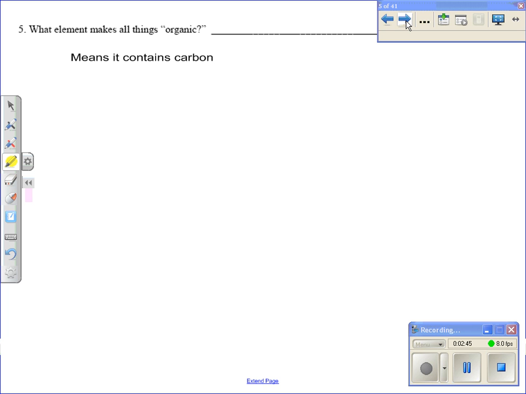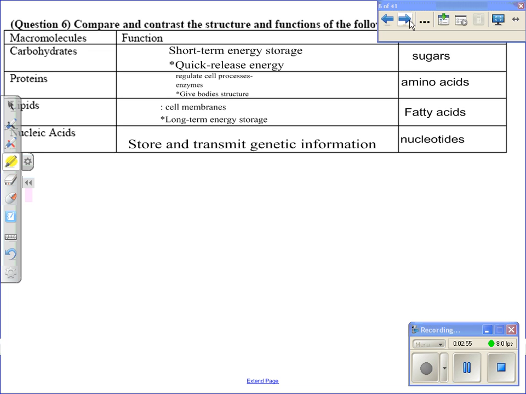What makes things organic? Anything that contains carbon can be considered an organic molecule. So in order to be an organic molecule, you have to contain carbon. That's right on the exam, easy point right there.